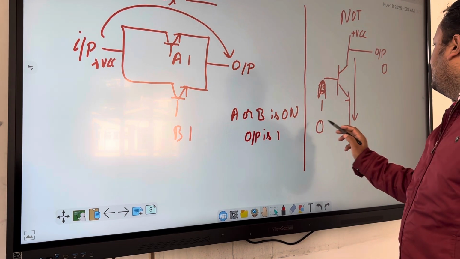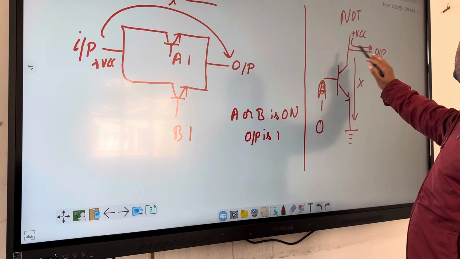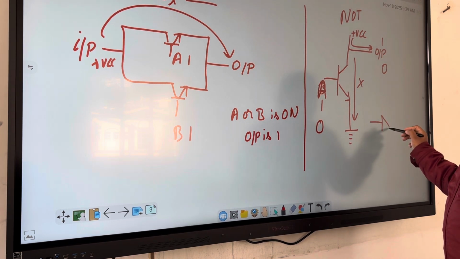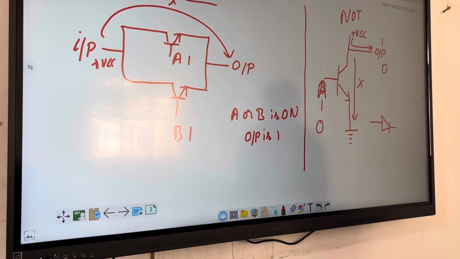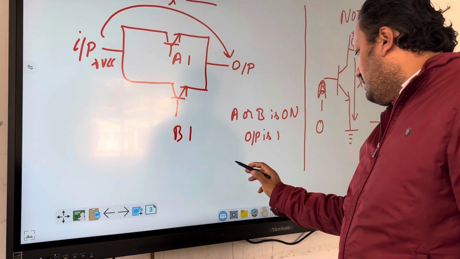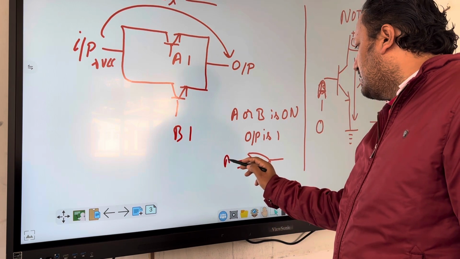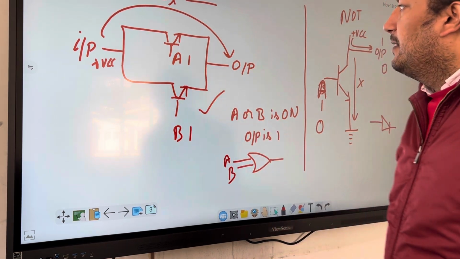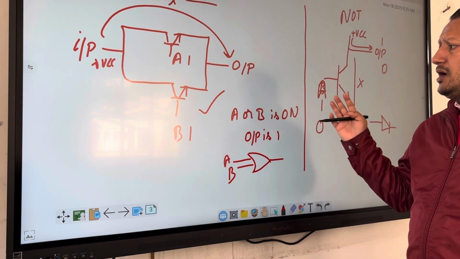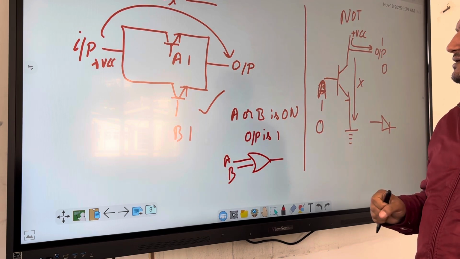And when you make A 0, this will be off and the whole voltage will go here, so the output will become 1. So you represent the NOT gate by this type of symbol, which is a logical symbol, but the actual circuit is this. Similarly, you represent the OR gate by this symbol, but the actual circuit is this one. So this is the basic idea of how the gates work and what their actual circuits are.